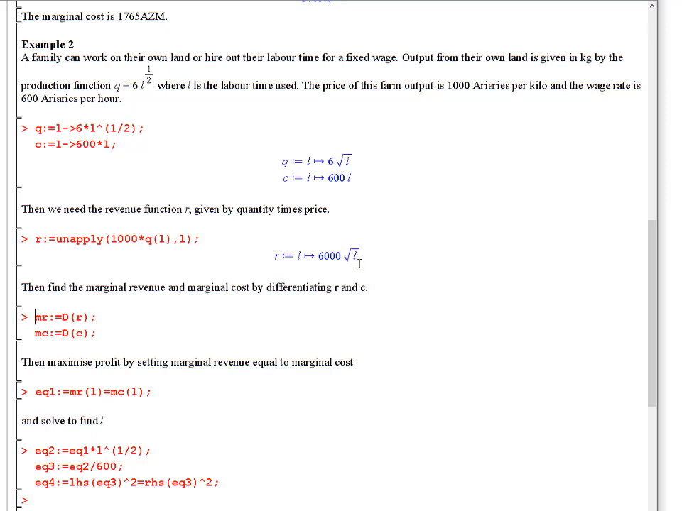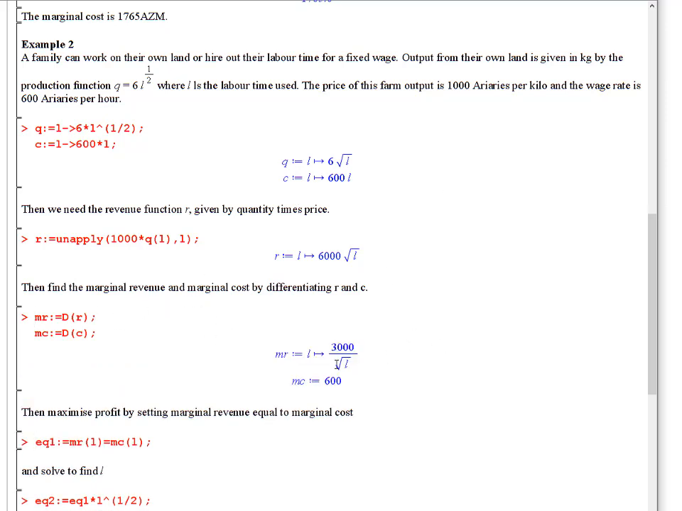So that's fairly clear. So you have an equation for revenue. That's the amount of money you earn for working L hours. That's the cost of working L hours. Then you differentiate those two, get the marginal revenue and marginal cost. So this is the amount of extra cash you earn if you work an extra hour. This is the cost of working that extra hour. Not surprisingly, it's 600. So you should again be able to differentiate this, and you get this. Then to maximise profit, profit is maximised when marginal revenue equals marginal cost.